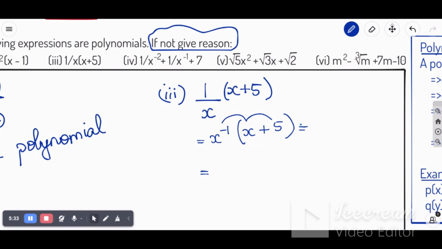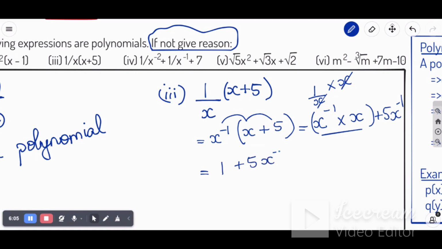So x power minus 1 into x. What is x power minus 1 into x? Can you say? Yes, that is nothing but it will come as your x. And the next one, you have to write 5 into x power minus 1. So now this term will get cancelled because this is the same as 1 by x into x, which means you are cancelling this. So this becomes 1 plus 5 into x power minus 1.